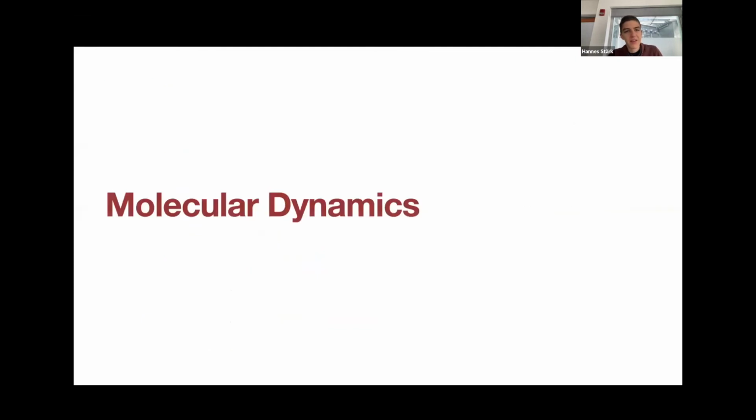Okay, and then lastly, I want to talk about molecular dynamics, which is an area where there maybe hasn't been so much progress with machine learning yet, but it definitely has already been looked at a lot, and maybe it's one of the most exciting opportunities for machine learning methods and geometric machine learning to make progress in the coming years.